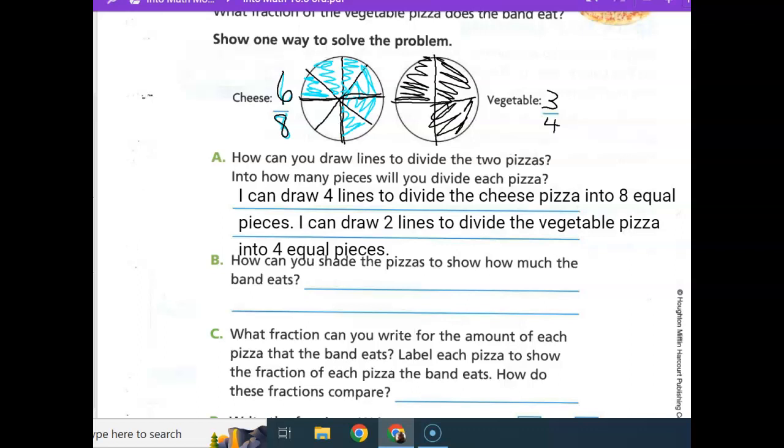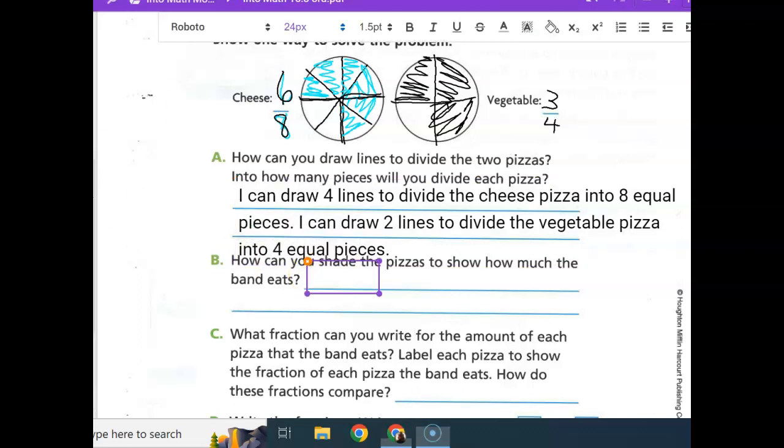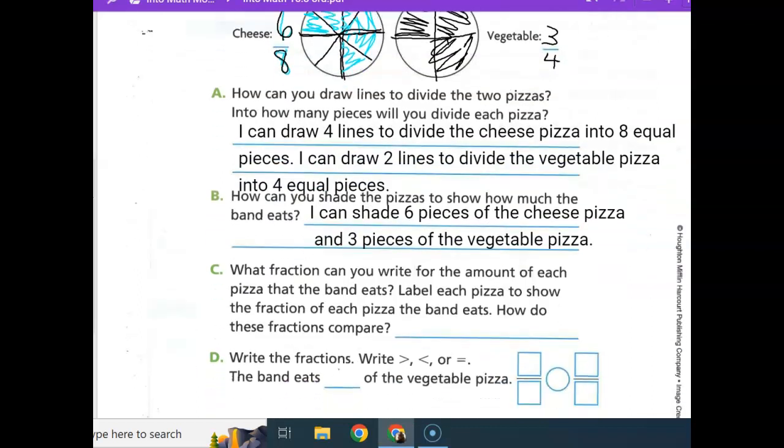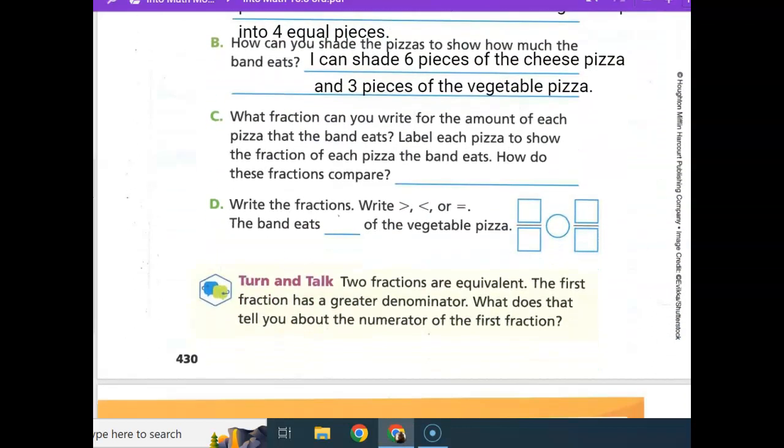How can you shade the pizza to show how much the band ate? So I can shade 6 pieces of the cheese pizza, which is what we did, and 3 pieces of the vegetable pizza. Go ahead and stop your video and get that one down. He says, what fraction can you write for the amount of each pizza that the band eats? Label each pizza to show the fraction of each pizza the band eats. How do these fractions compare?